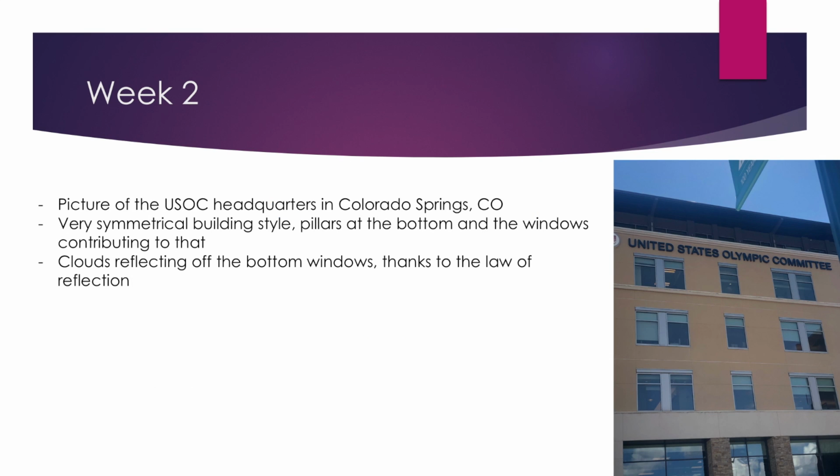If it wasn't for the blinds in the windows and the lettering on top saying United States Olympic Committee, this building would practically be symmetrical on both sides. Same number of windows, and then the 2 pillars down at the bottom are really separating that. And then for reflection, the clouds on the bottom few windows are being reflected by, obviously, those windows. And this is really due to the law of reflection, which states that if an angle from the sun, it bounces back the image in its reflection.